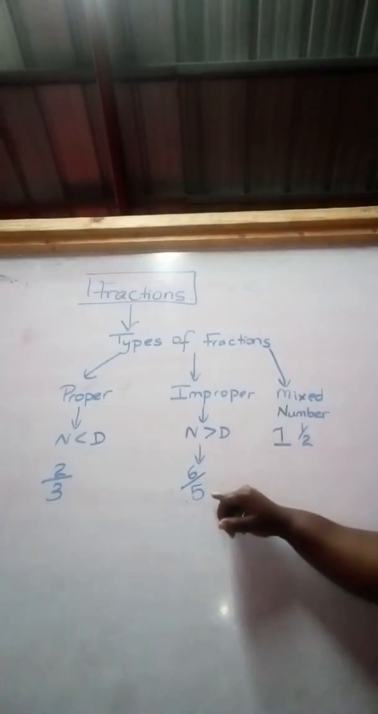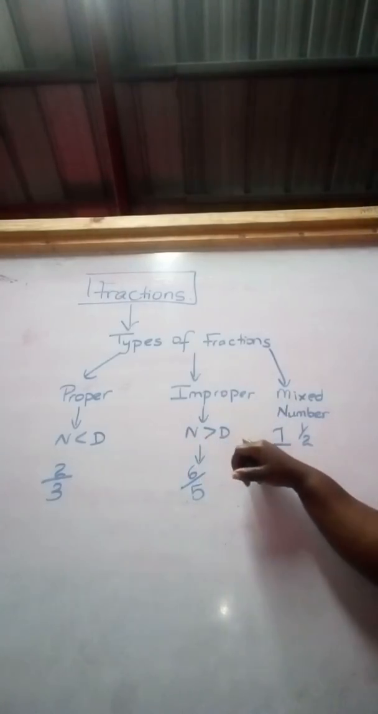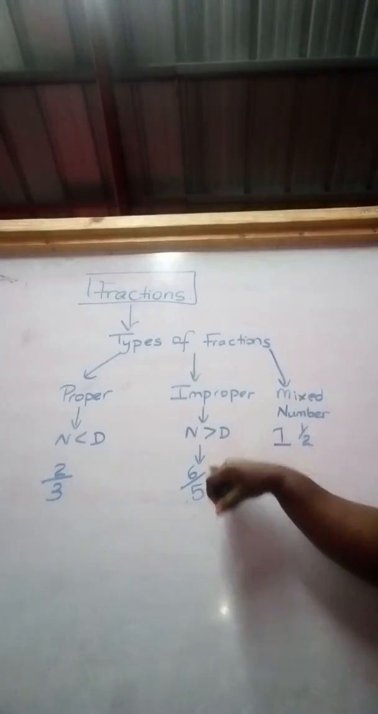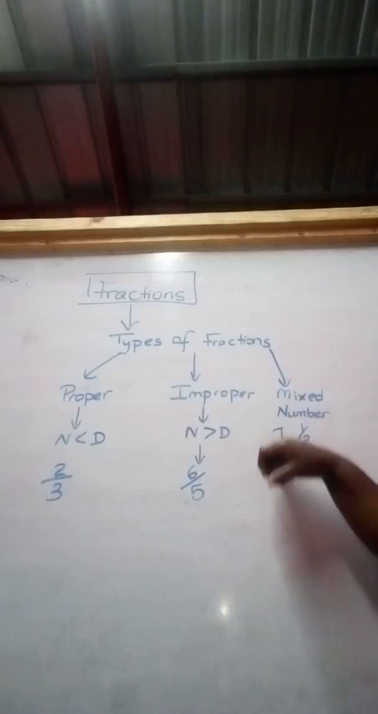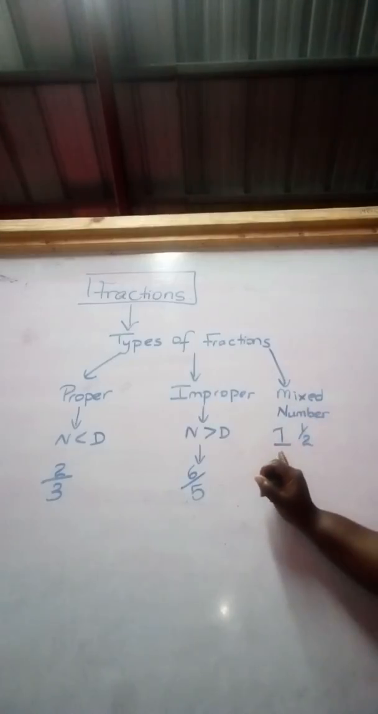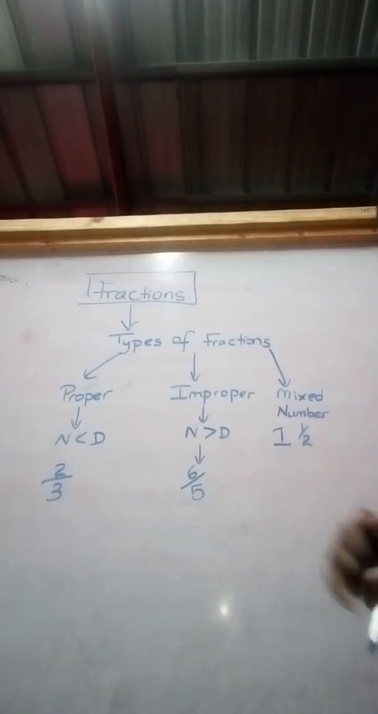Then there are improper fractions, where the numerator is more than the denominator. For example, we have 6/5 here, where 6 is more than 5, the denominator. Then there are mixed fractions, where there's a whole number and a proper fraction.